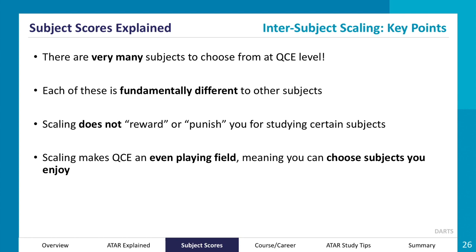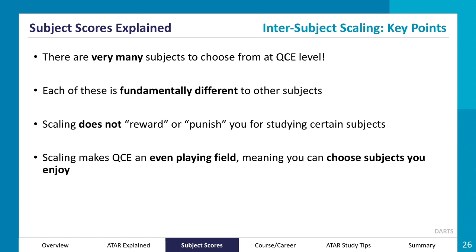And straight off the bat, scaling does not reward or punish you for studying certain subjects. In fact, the whole point of scaling is to make everything an even playing field. And the benefit of this is that you can simply choose subjects that you enjoy, that you're good at, that you're passionate about, or that you need for university.